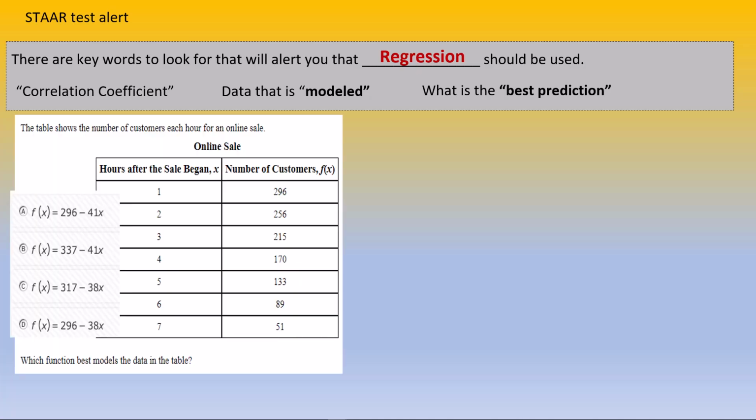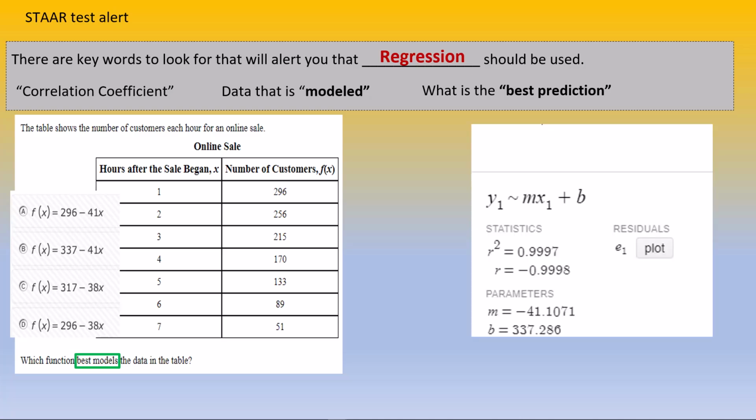What keyword in this problem indicates the use of regression? You can see the phrase best models in the question. Using Desmos, enter the data into a table and use the regression formula to find the key values, and then find the matching equation in the answer choices. Which equation best models the data? Choice B, which contains the slope and y-intercept shown in the results.